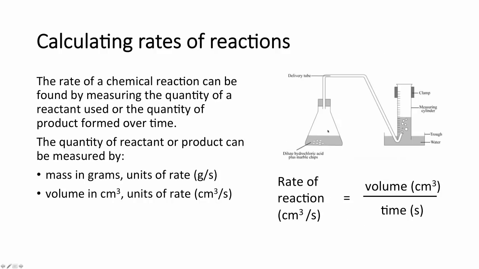Alternatively, we can collect the gas produced by displacement of water in an upside down measuring cylinder. In this case, we would measure the volume of carbon dioxide produced over time and therefore measure the rate of reaction in centimetres cubed per second. Finally, we can use the molar gas volume to actually work out the amount in mole per second.